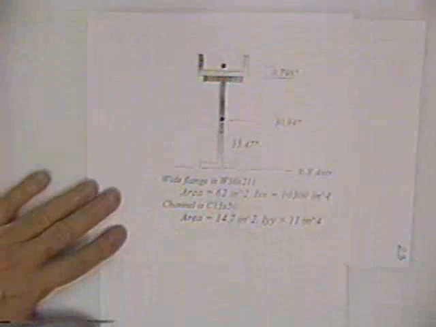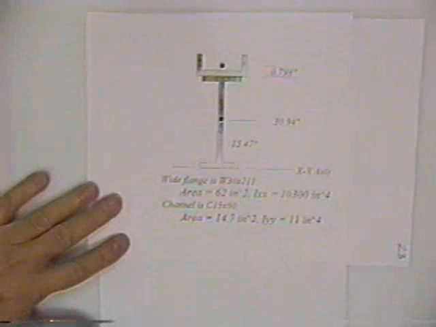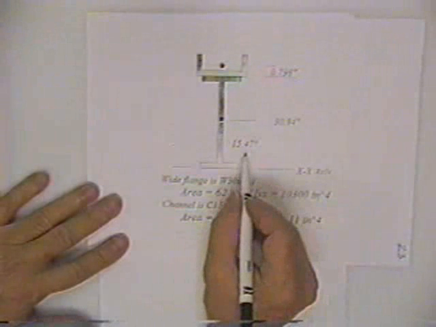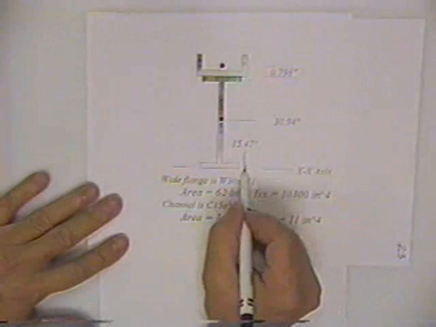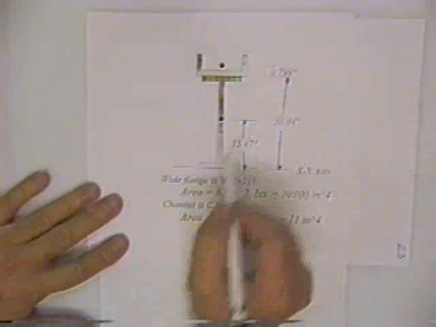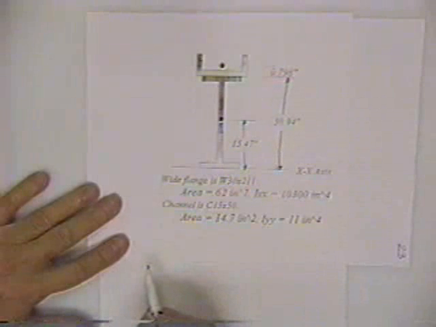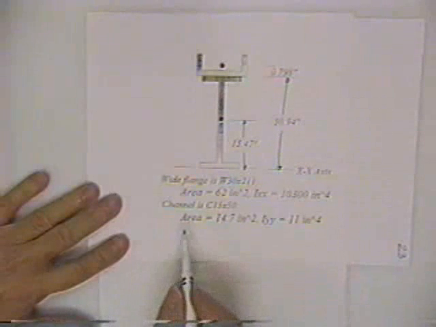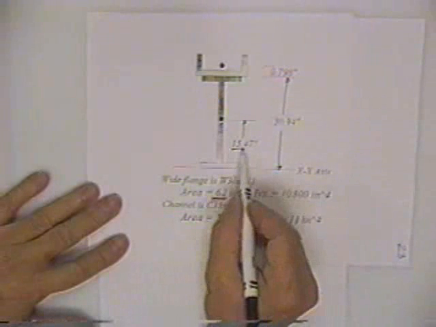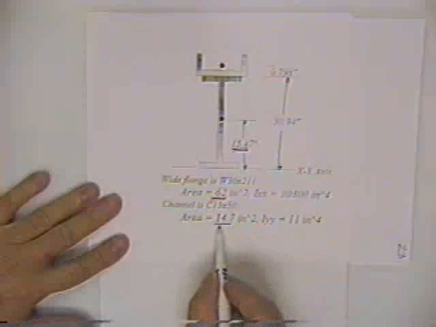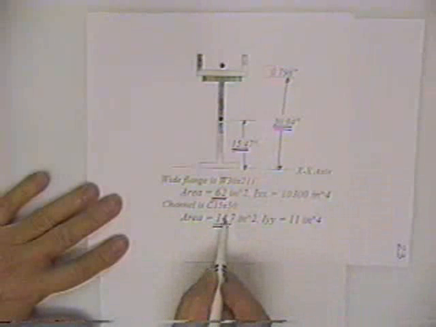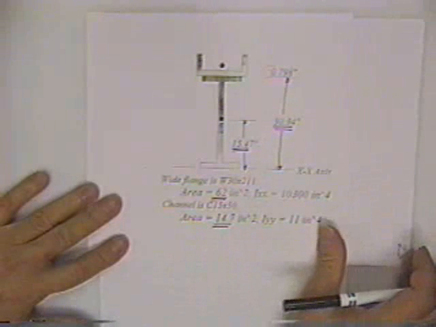And this is relatively important, so there's a couple of examples like this. This one has a channel on top of a wide flange. The dimensions of the channel were given, and the dimensions of the wide flange were given. And it's nothing more than A1D1 plus A2D2 divided by A1 plus A2. Here's area 1. Here's D1 or Y1. Here's area 2. Here's Y2, divided by area 1 plus area 2. That tells you the location of the centroid.